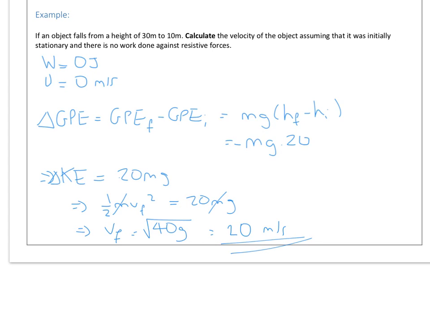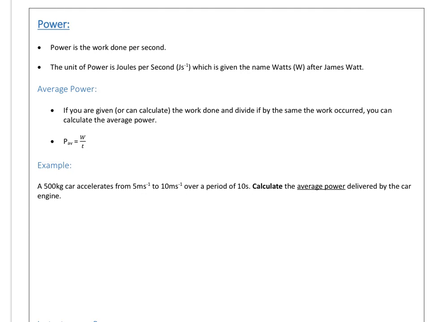Okay, so that's our three different types of energy. So now let's link those to power. Power is defined as the work done per second, or the energy transferred per second. So therefore it would have the units of joules per second.